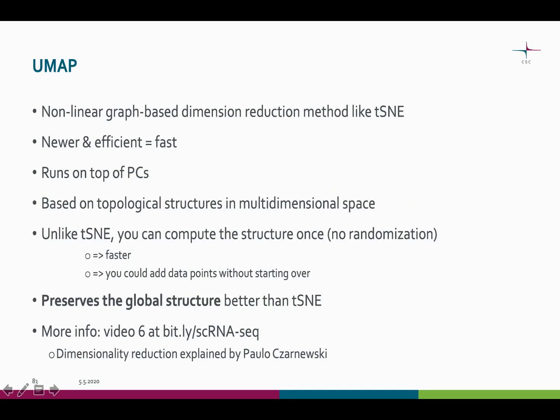UMAP is another nonlinear graph-based dimension reduction method like tSNE. It's a bit newer and very efficient, so it's very fast. It also runs on top of the principal components, and it is based on topological structures in multidimensional space. So unlike tSNE, you can compute the structure once. There's no randomization step, which makes it faster, and you could in theory add data points without starting over. It also preserves the global structure better than tSNE.